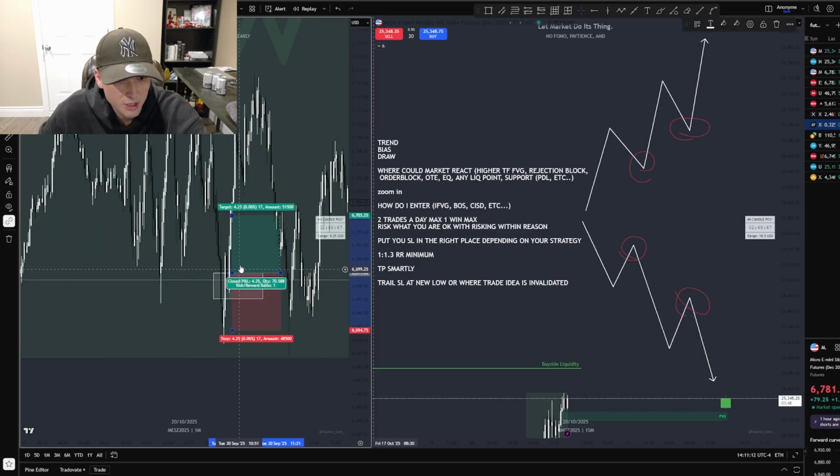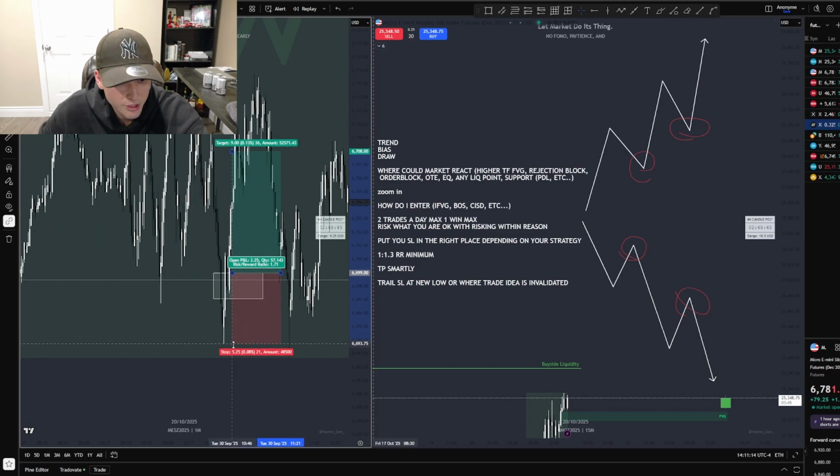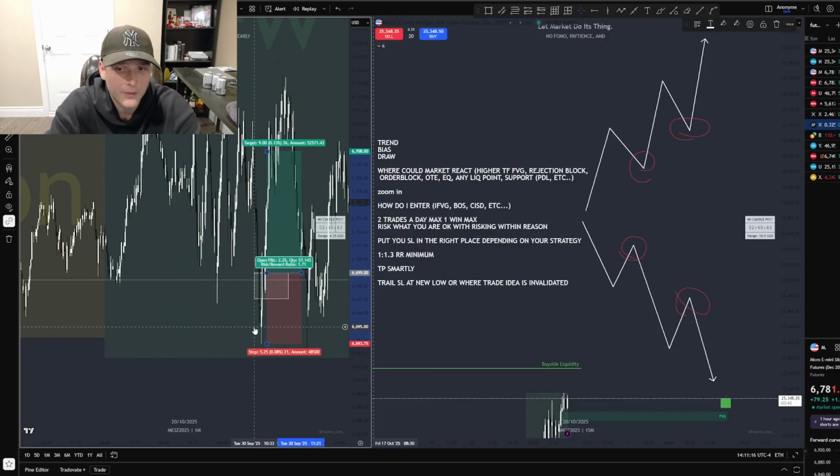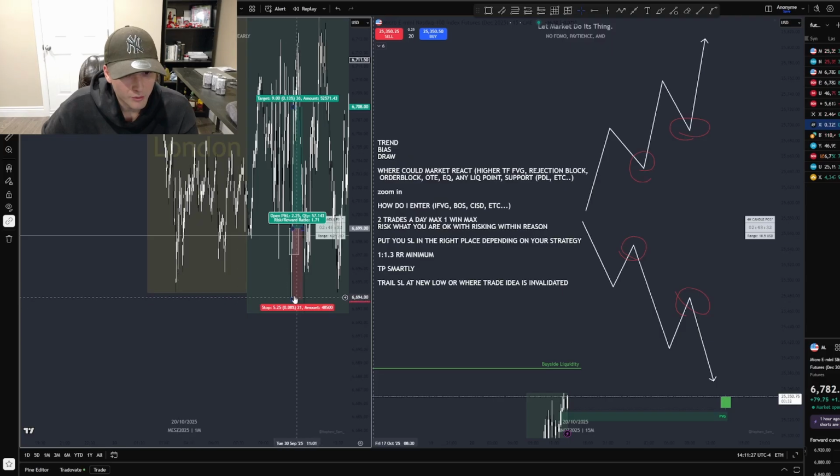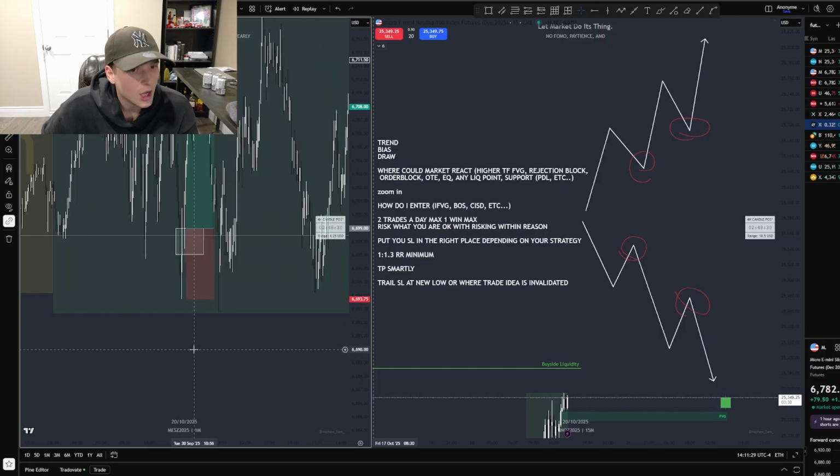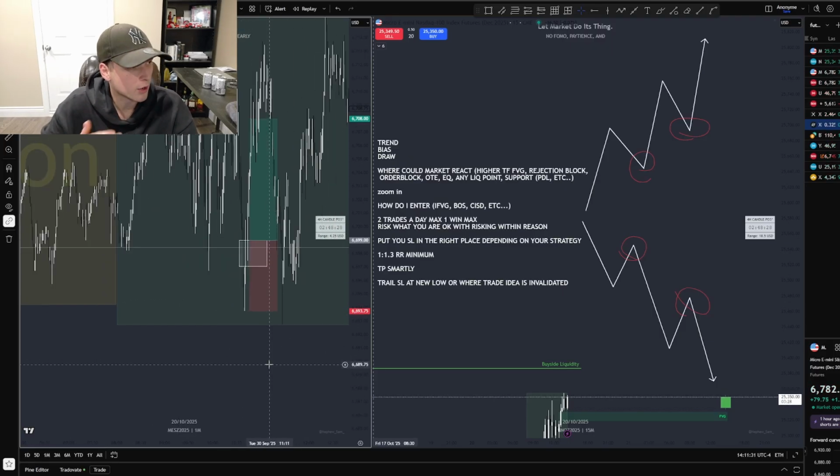Now you're trading this on the 1 minute. You enter on the 1 minute inversion. You can put this at the 1 minute low. Again, I wrote put your SL in the right place depending on your strategy. Now, if you're entering on the 1 minute and your analysis was mostly done on the 15, put it at a 15-minute low, right? Which would be this low here now because this one was taken. Keep your stop smart with your strategy.